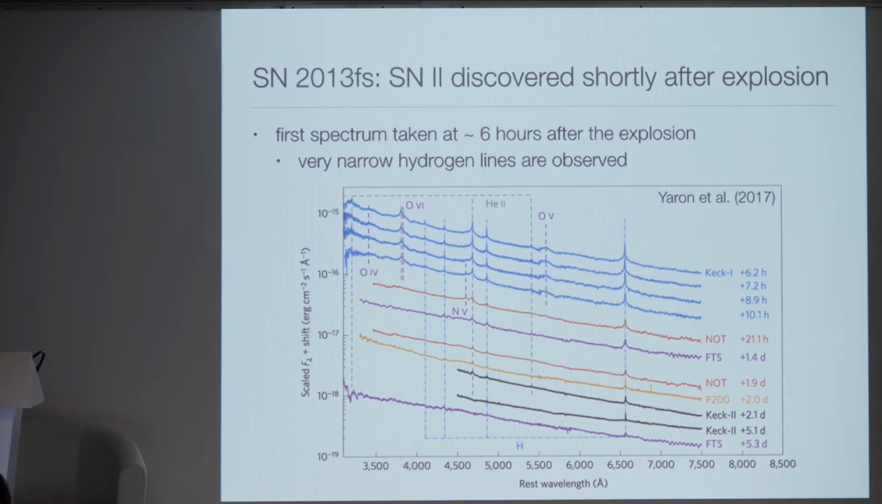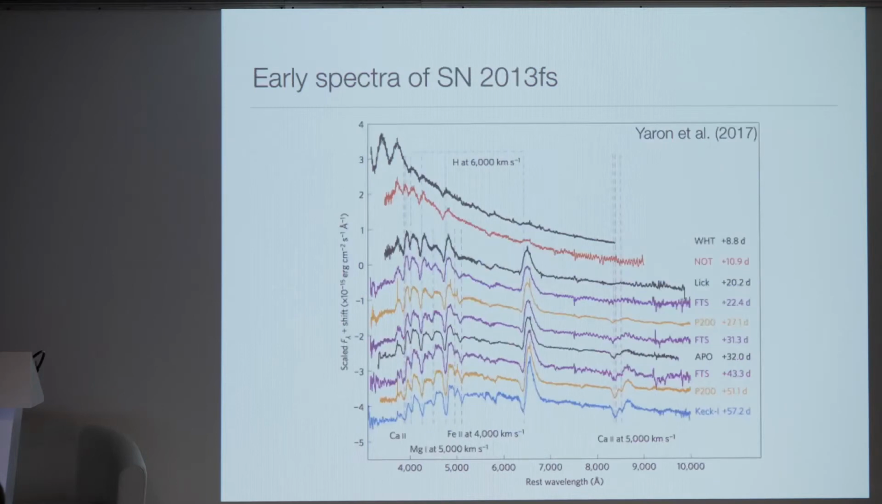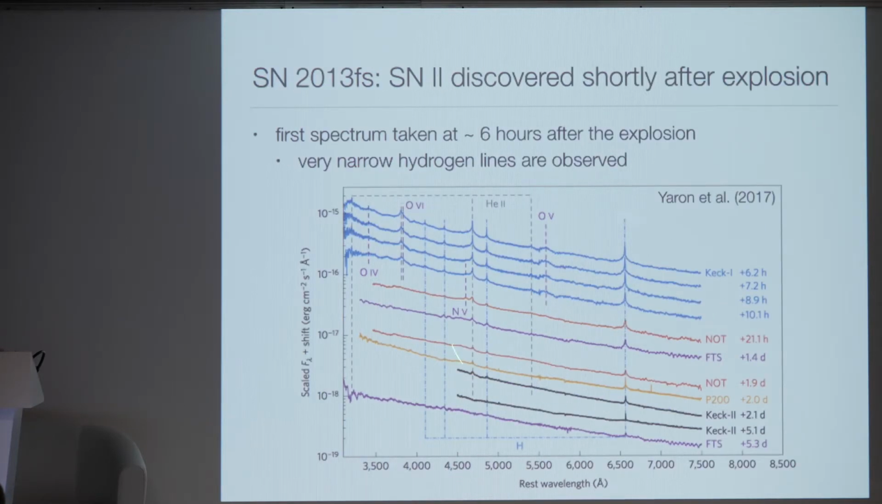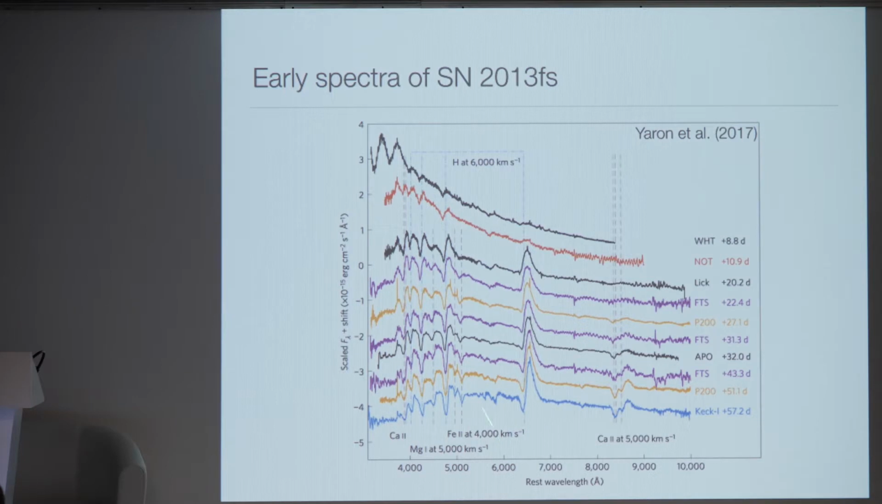Then, of course, they kept observing, and these narrow components got weaker and weaker. After like 5 days after the explosion, it became just a normal type 2p supernova. So just after the explosion, when they observed within a few days, this supernova looked like type 2n. But then, after a while, it became just a normal type 2p supernova spectrum.